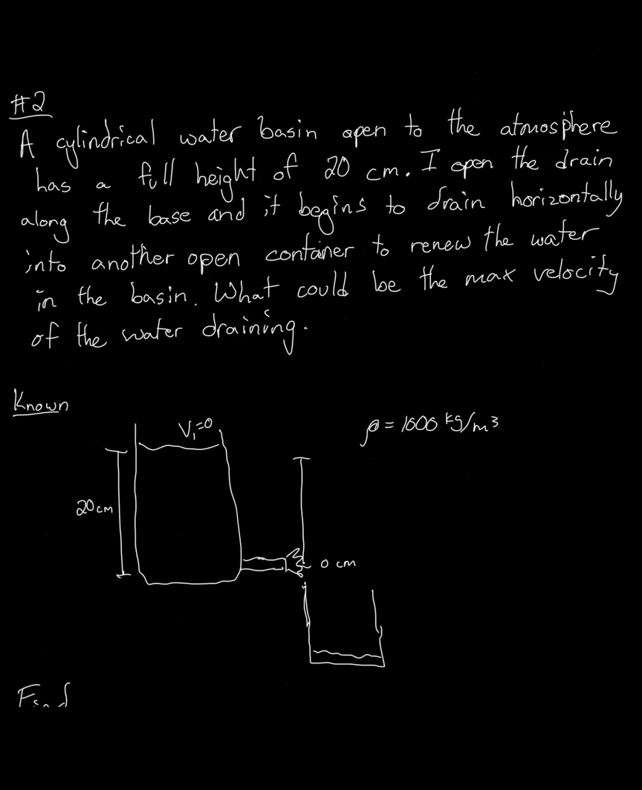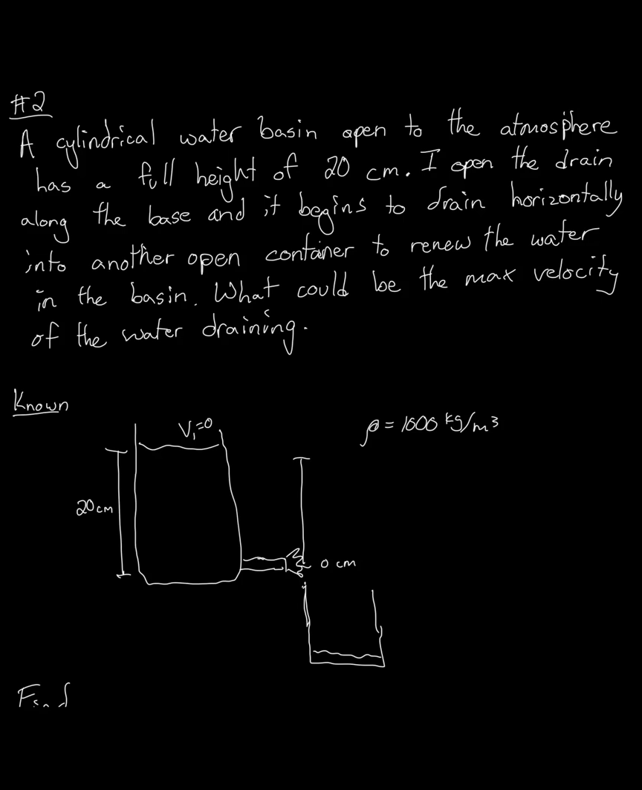For my calculation problem, I take a cylindrical water basin open to the atmosphere, and it has a full height of 20 centimeters. I open the drain along the base, and it begins to drain horizontally into another open container to renew the water in the basin. What could be the max velocity of the water draining?